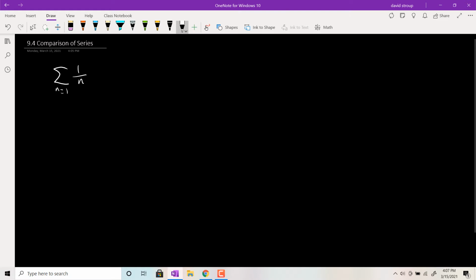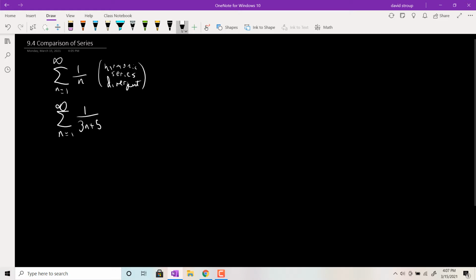Okay, so from n equals 1 to infinity, this is the harmonic series. So it's a p series with p equals 1, but divergent harmonic series. Okay. So we know that as a fact. And let's say we are given in the homework the following kind of problem: n equals 1 to infinity of 1 all over 3n plus 5.